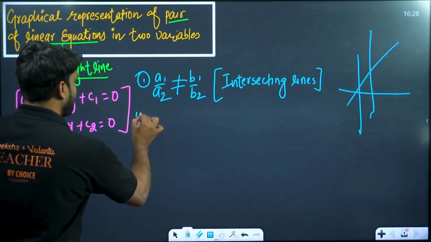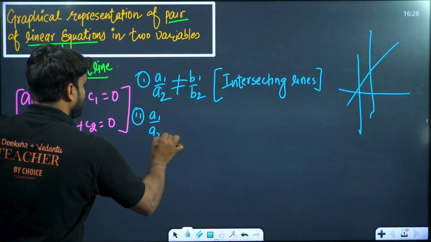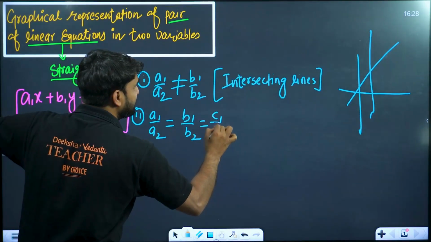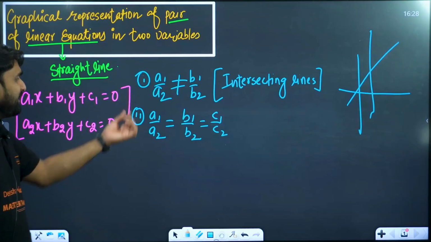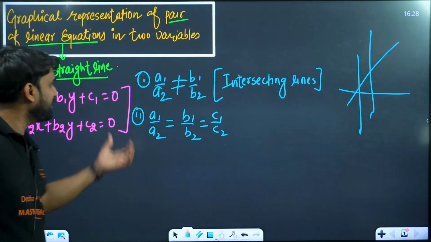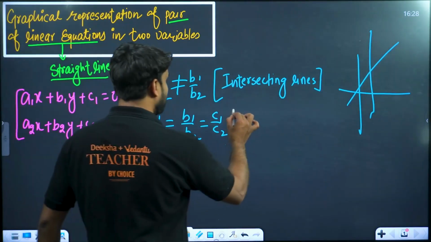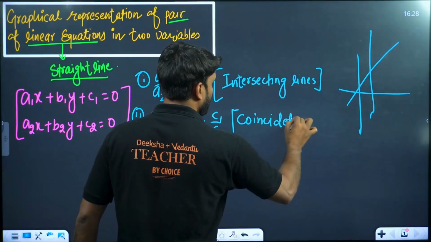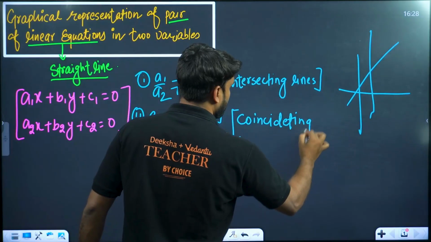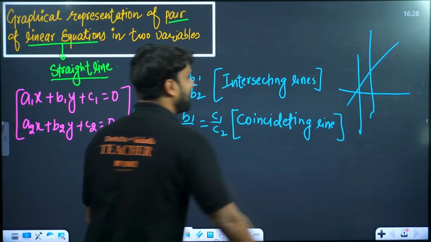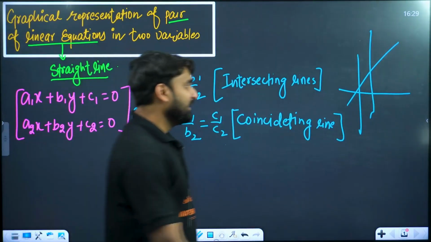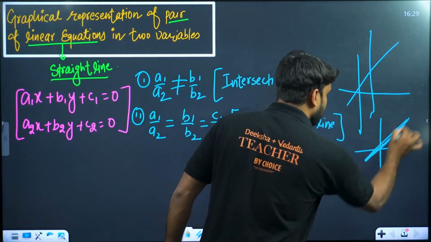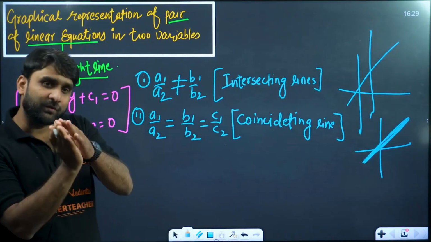Now moving to the second. If a1 by a2 is equal to b1 by b2 and equal to c1 by c2, that is, if all three ratios are equal to each other, it indicates coinciding lines. If you draw the graph, one line will be here somewhere and the other line will also be here, the same. So both the lines are overlapping each other.